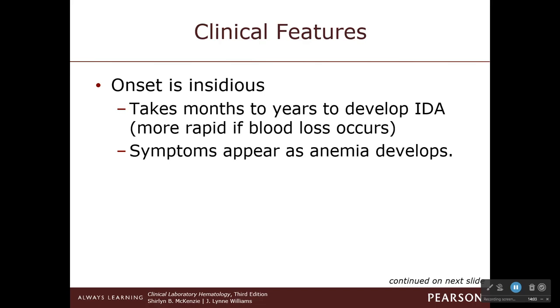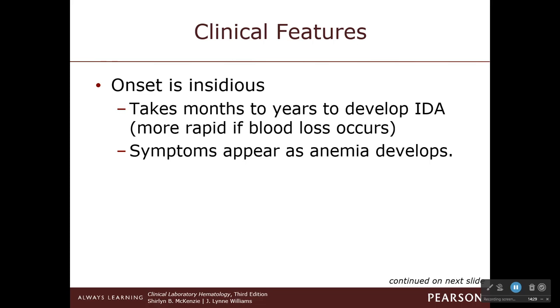So, like we said before, these are the clinical features. Onset is insidious, which is what we were talking about earlier. It comes on slowly. It's not that today I'm normal and tomorrow I'm not. It takes months to years to develop IDA. And of course, if you've got blood loss, it's going to occur more rapidly. You guys ought to understand that.